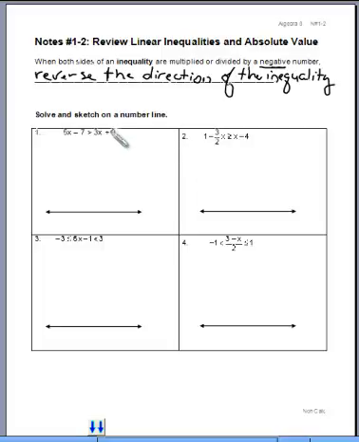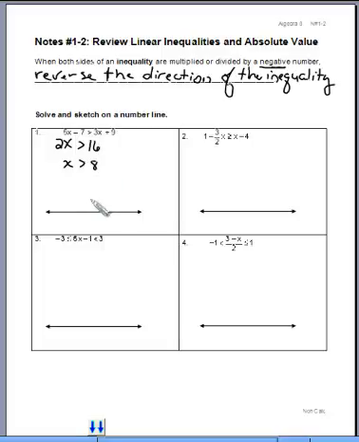We have 5x minus 7 is greater than 3x plus 9. Subtracting 3x from both sides, you'll have 2x over here. And adding 7 to both sides, then that's greater than 16. Dividing by a positive 2, we end up with x is greater than 8.